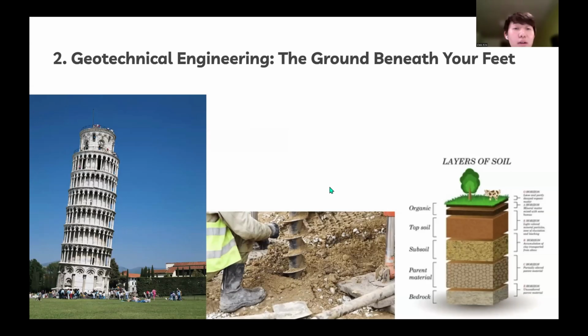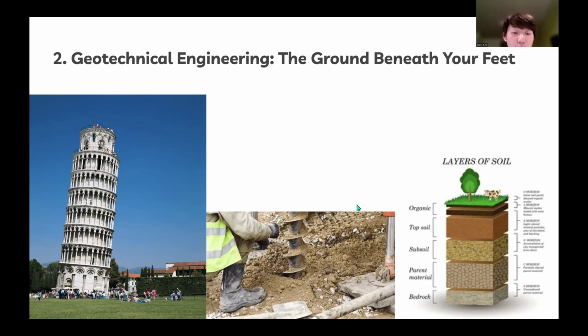Second one we have is geotechnical engineering, which I think is the ground beneath us. This is all about what's underneath our structures. On this slide, you will see, which is really interesting, how geotechnical engineers take samples to understand different layers of soil and rock, because you can't design a foundation if you don't know what you're building it on.